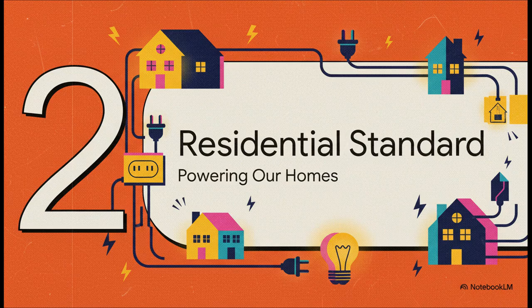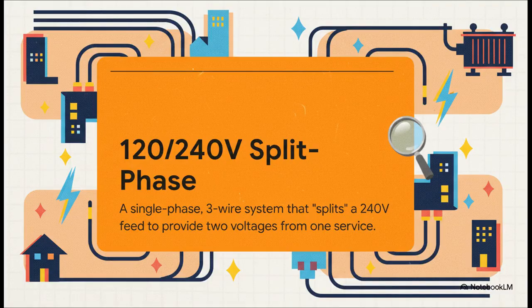Okay, so let's start with the system we all know best, residential power. Once you really get how our own homes are wired, it's the perfect stepping stone to understanding the more complex systems we're going to see later. The standard for pretty much every house and apartment in the US and Canada is called 120/240 volt split phase. And it is a really clever and versatile system.